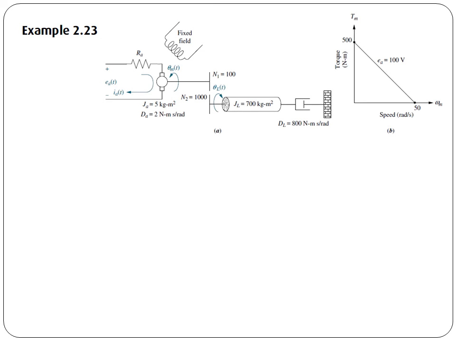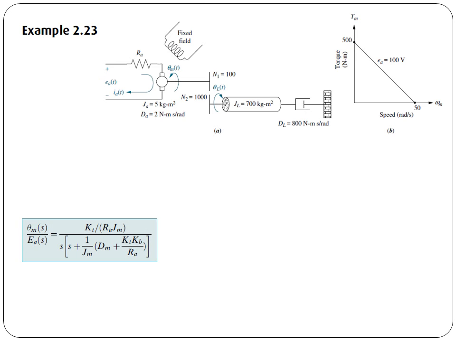So let's solve example 2.23, where we have a motor system. We are given some inertia and viscous damper constant for the rotor, and we also have an extra load, inertia and viscous damper, which is connected to the motor by a gear. We are also given some characteristics of the motor.